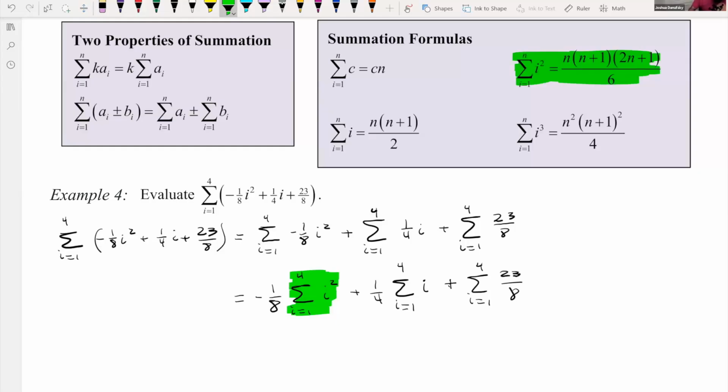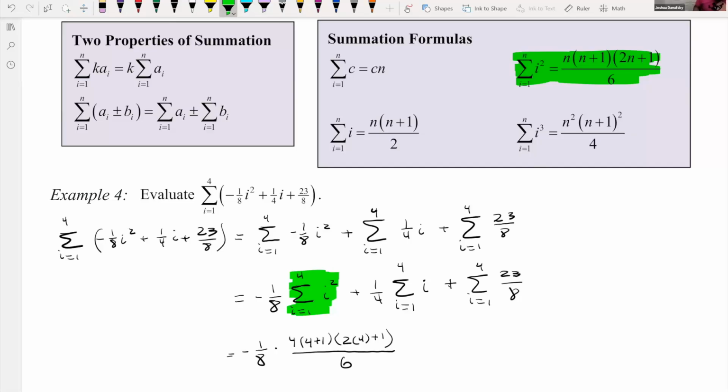And n is equal to 4, right? That's the upper bound of summation. So this is going to become negative 1/8, and then we're going to multiply that by 4 times (4 plus 1) times (2 times 4 plus 1), all over 6.